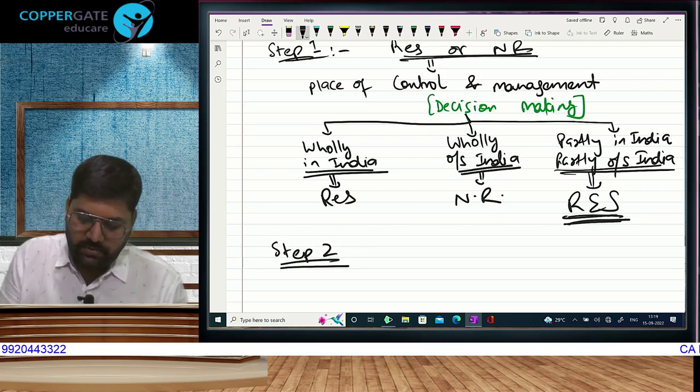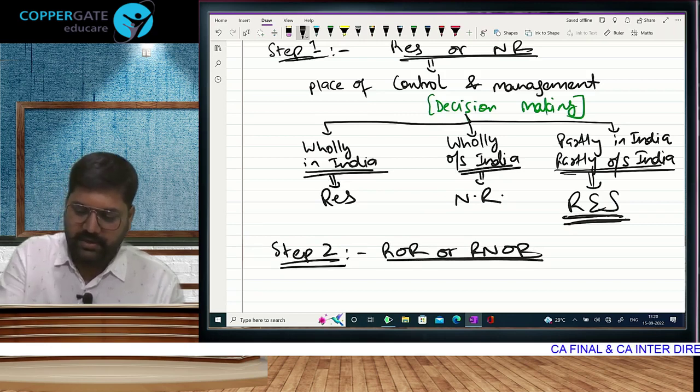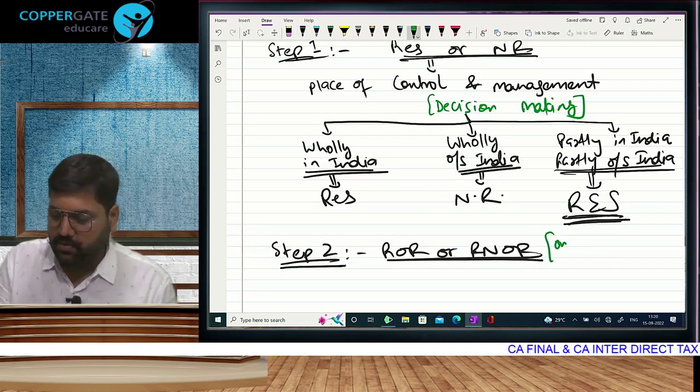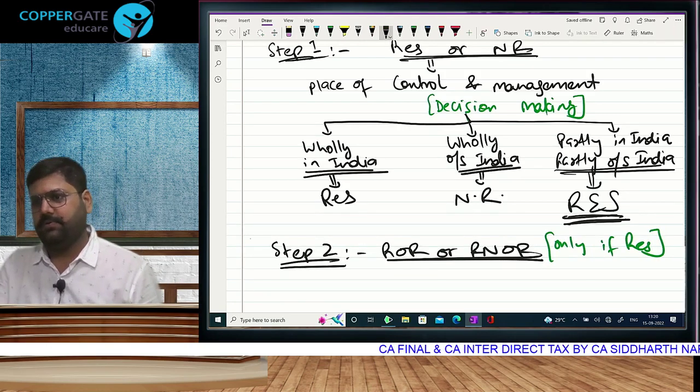Step 2. Now what are we going to decide in this? Whether the HUF is ROR or NOR. I don't want any confusion. This step will be done only if the HUF is resident. If the HUF is non-resident, we are not going to perform this step. Correct?